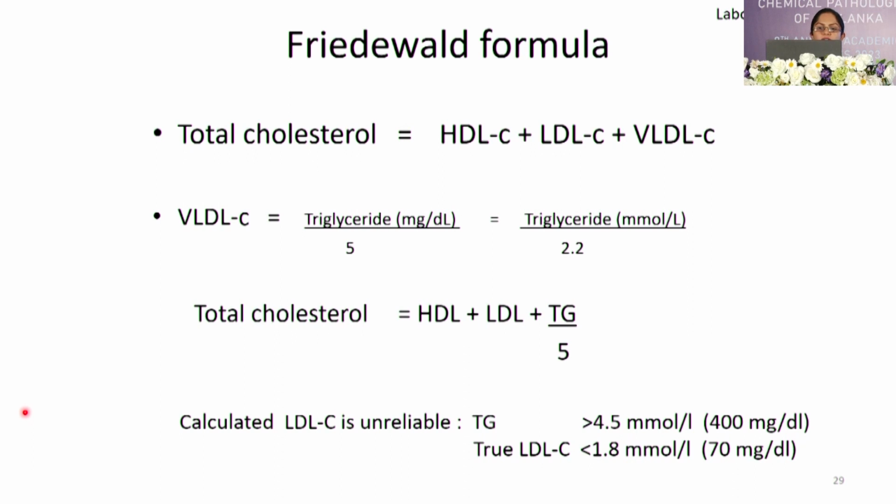So this is the Friedewald formula we are using day to day. So we have total cholesterol, we have HDL level, we have triglyceride levels. So with that, how can we estimate the LDL cholesterol levels? We assume that the triglyceride level in the blood during fasting is only in VLDL. So in the VLDL particle, triglycerides to cholesterol ratio is 5. So we divide triglyceride by 5 to get the cholesterol level, and we can take the LDL levels. And this formula is not accurate when the triglycerides is more than 400 and the true LDL cholesterol level is less than 70.